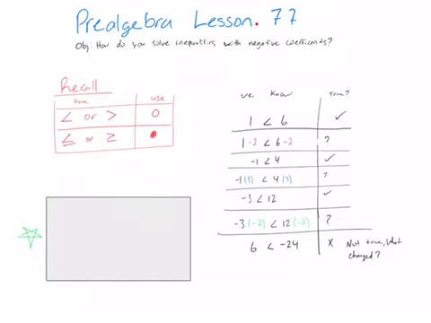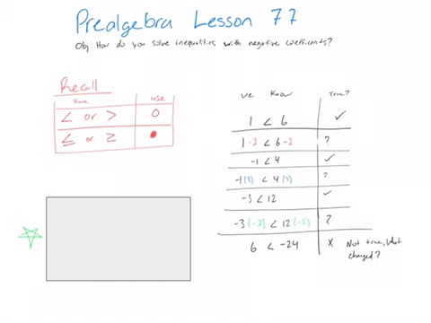This is lesson 77. Our objective is how do you solve inequalities with negative coefficients? And so let's just recall real quick. Whenever we're graphing, if you have a less than or a greater than, you're going to use an open circle. If you're less than or equal to or greater than or equal to, you have a closed circle. So just remember that as we get to graphing on the next page.